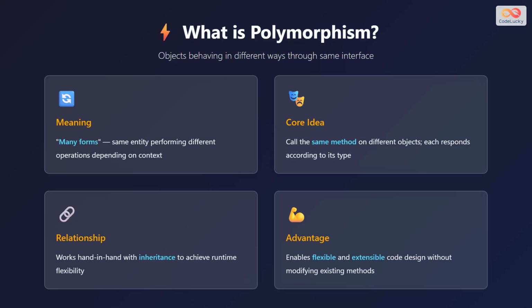This allows you to write code that can work with objects of different types through a common interface. Polymorphism enables flexible and extensible code design. You can add new types and behaviors without modifying existing code, making your applications easier to extend and maintain. It's one of the most powerful features of object-oriented programming.